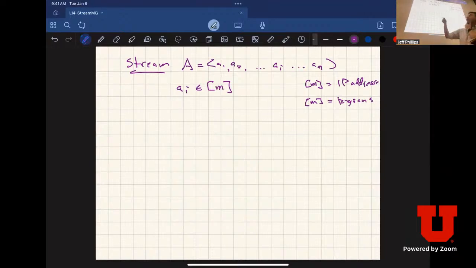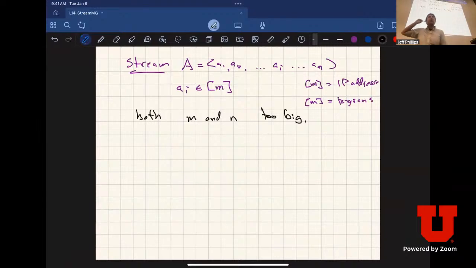I have all these things, and the problem is that now both M and N are too big. Okay, so I can't keep a counter for every IP address. I can't keep a counter for every K-gram. I can't possibly do this, right? The same way on a router, I can't keep all the packets or all the information of all the packets. So I somehow want to find the large ones without keeping a counter for everything.